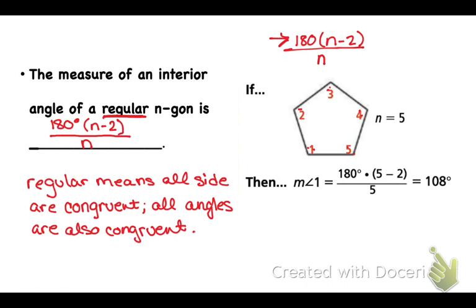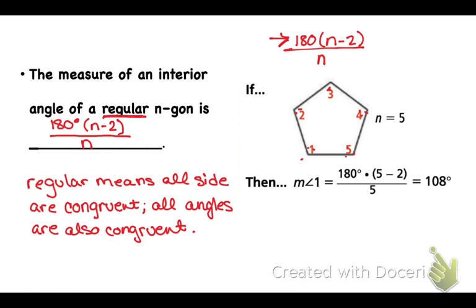Because if there are 7 sides, how many angles are there? If there are 7 sides, how many angles are there? 7. You guys are thinking triangles.